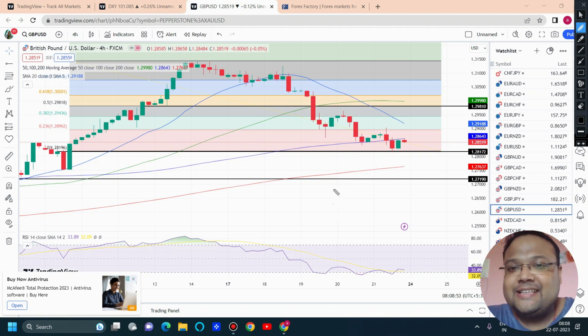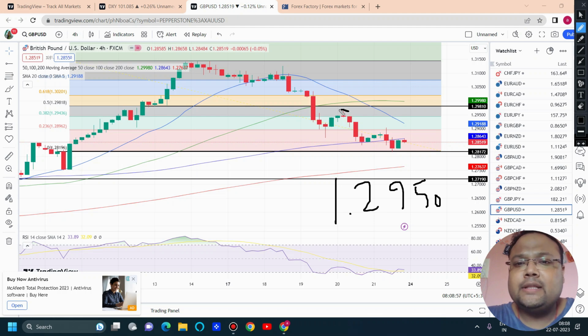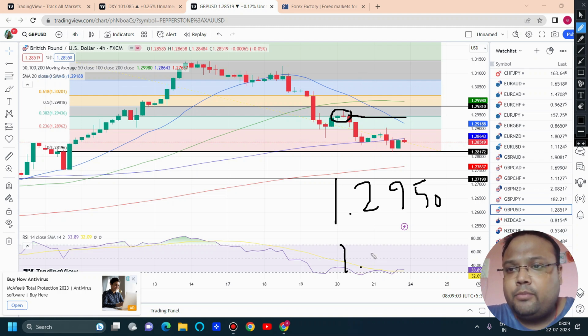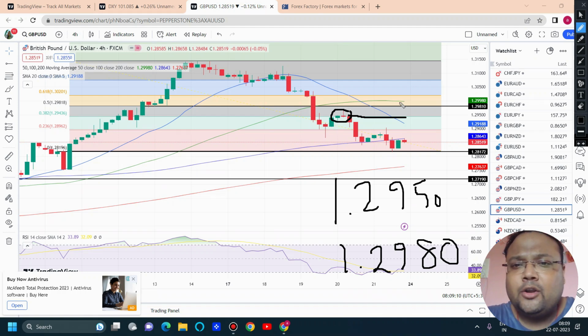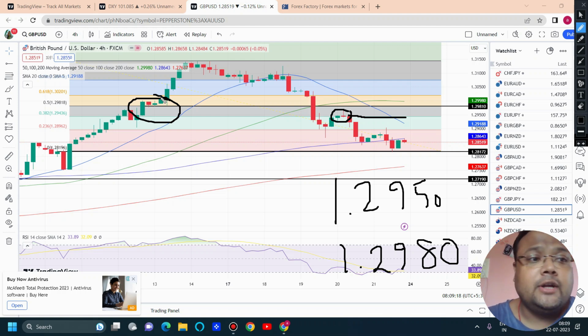So the first level is around 1.2950. Why 2950? Because we can see the previous price rejection around this area, as well as FIBO 38.2. Then we have 1.2980. This is the second level, the FIBO 50% retracement level, and along with that we also have previous support acting as resistance. So in case the market shows upside, and if you see that the volatility of the market is not very high, you can expect some selling pressure around this area.